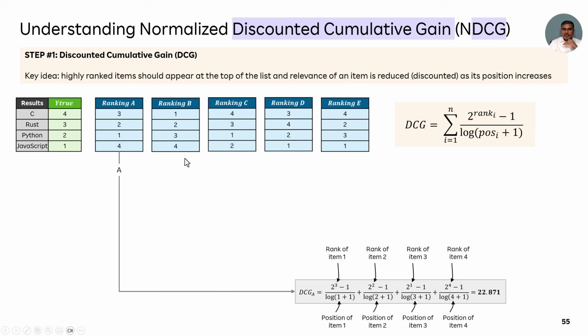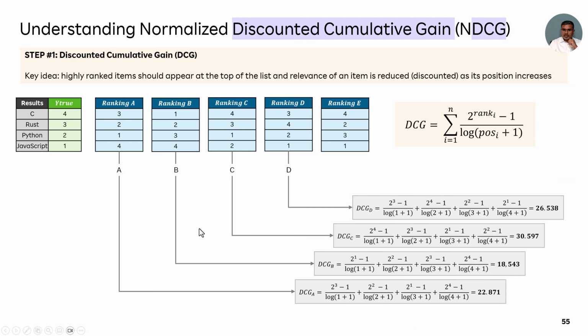Now let's calculate the DCG for the other four rankings. So for B, we do the same thing, 2 raised to 1 minus 1 divided by the log of 1, which is the position 1 plus 1, 2 raised 2 minus 1, log of 2 plus 1, and so on. And each one produces a different scalar value.